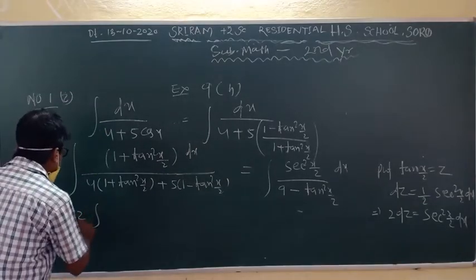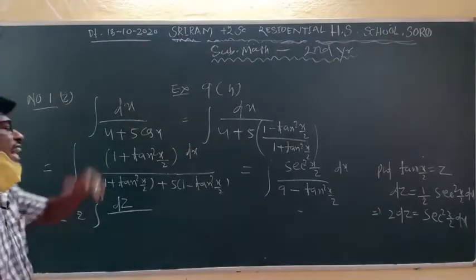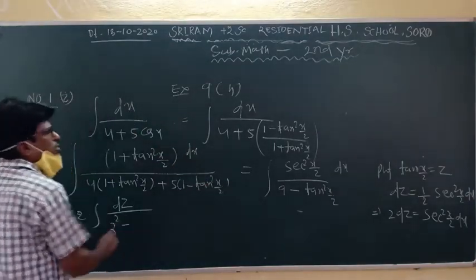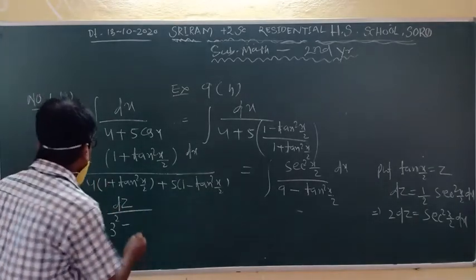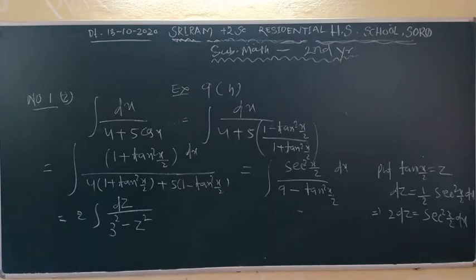That becomes 2 taken outside of the integration. So dz divided by 9. 9 means the square of 3. 3 square minus tan x by 2 is equal to z, that is z square. Look, this problem is now reduced to the integration of dz by 3 square minus z square. It is very easy to find the value.